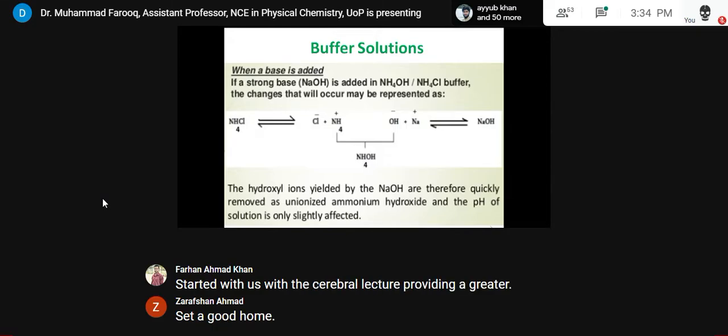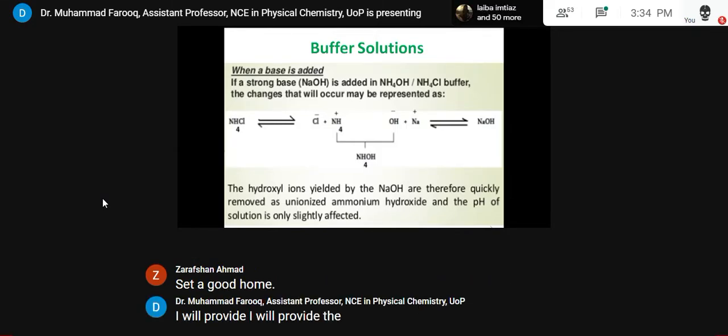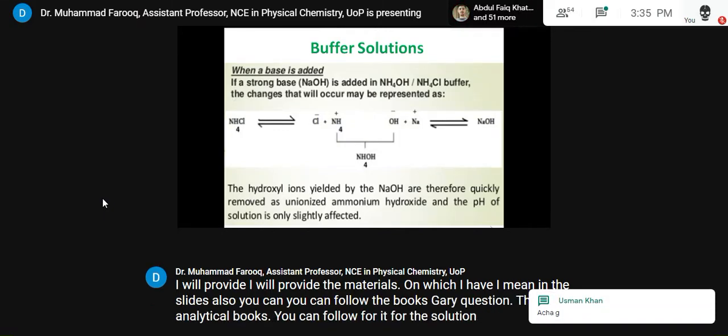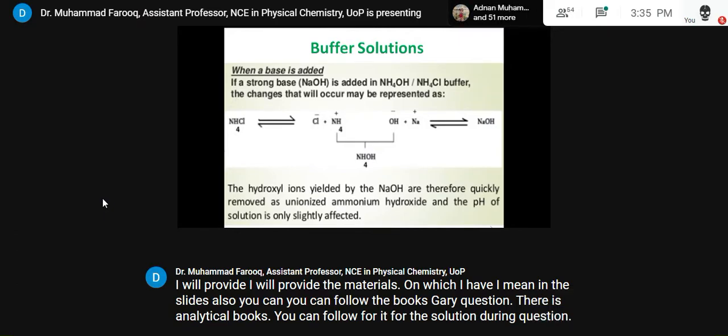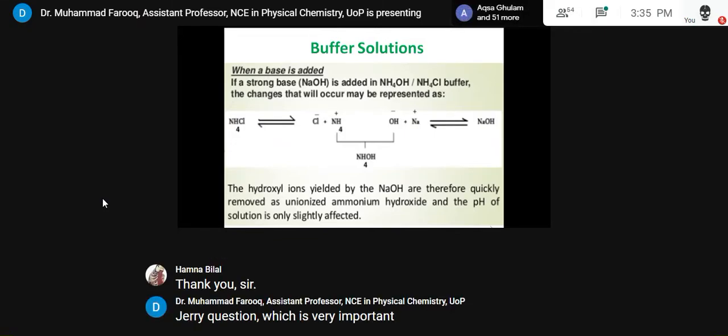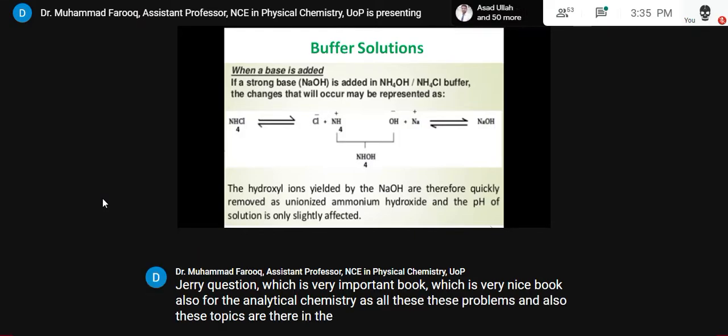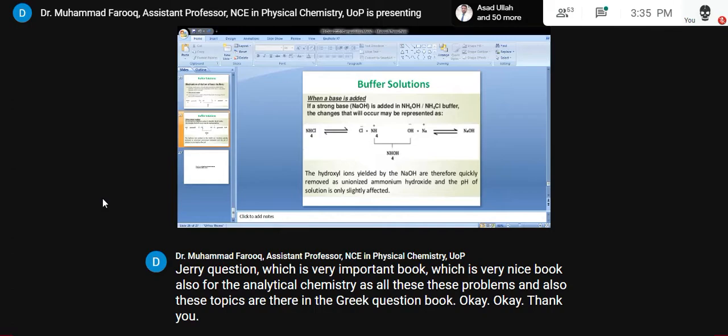I will provide the materials, all which I have, I mean, in the slides. Also, you can follow the books. Jerry Christian, there are analytical books you can follow for the solution. Jerry Christian, which is a very important book, and also a very nice book for analytical chemistry, as all these problems and also these topics are there in the Jerry Christian book. Okay, thank you so much, and take care of yourself.